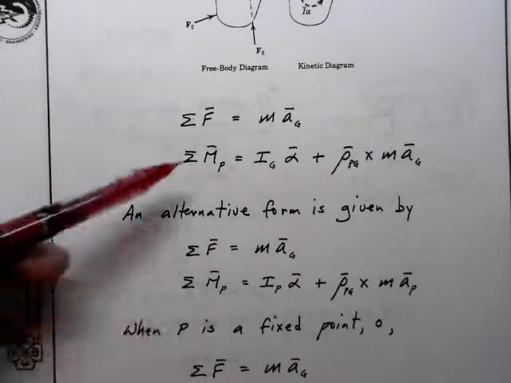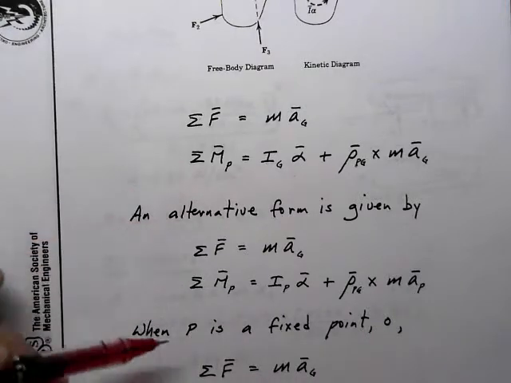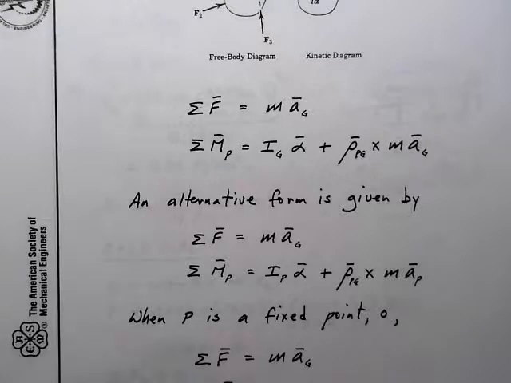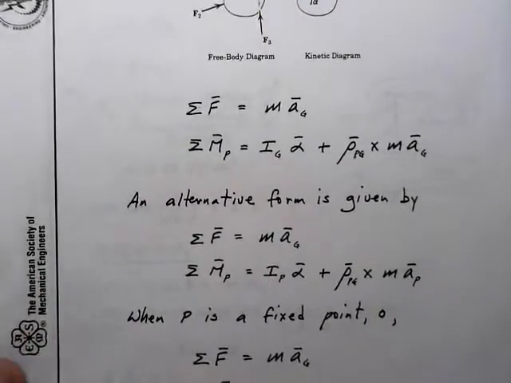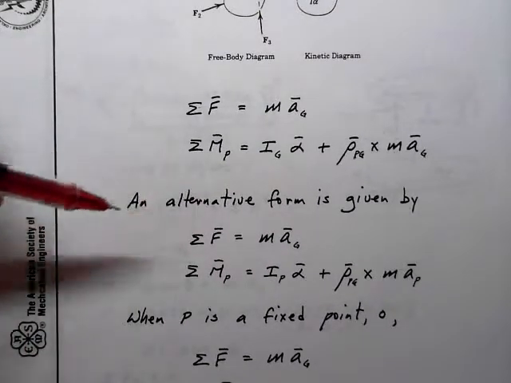Now, don't worry too much about these equations. In the end, we're not going to be making use of all of these different flavors. There will be an occasion when these are a little bit easier, and we'll talk about it. But in general, the sum of moments about the center of gravity equals IG alpha.